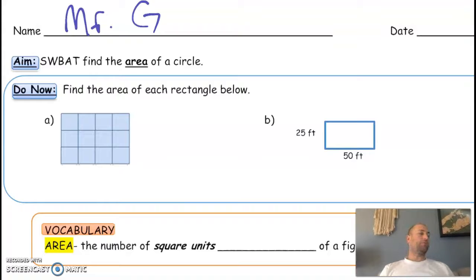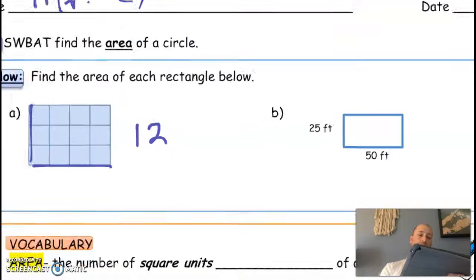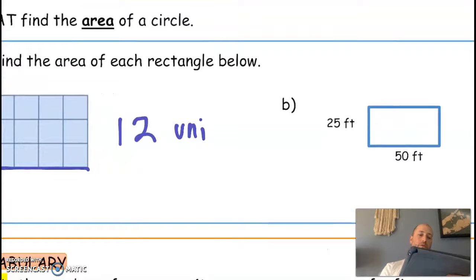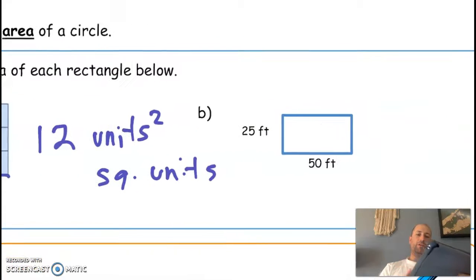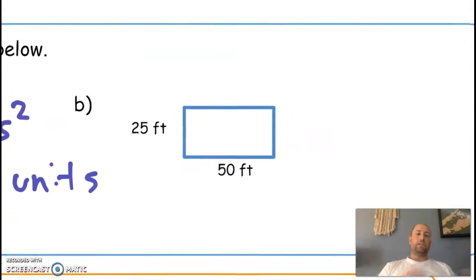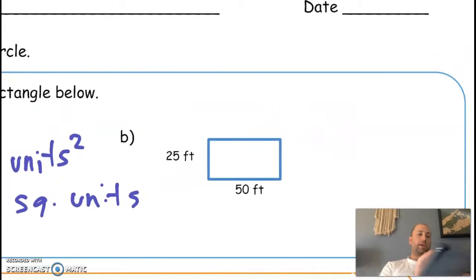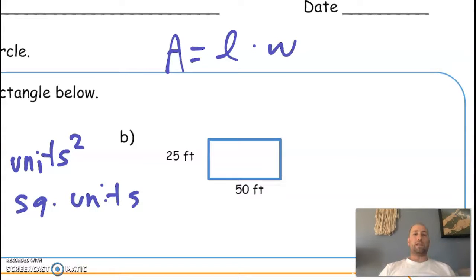The area of a rectangle is the length times the width. So 4 times 3 is 12. Now that we're doing area, we're using units squared or square units. The next one will be square feet or feet squared. Take a second: area equals length times width. Find that area.